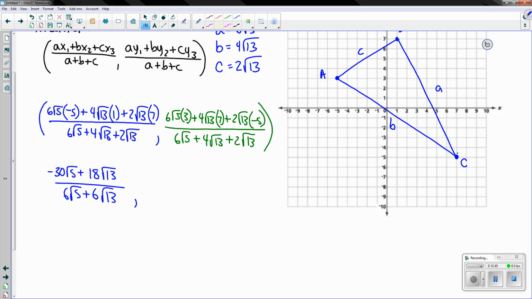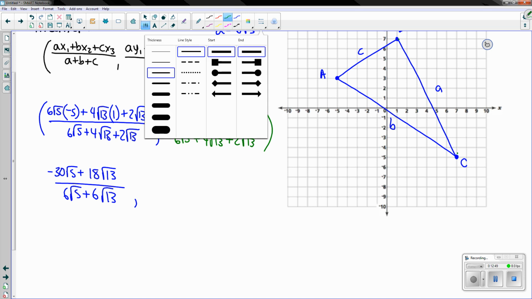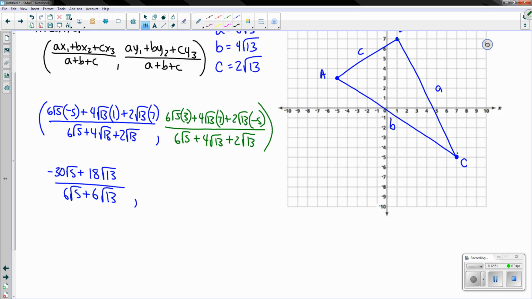Then, over to the side, for our y, we're going to have 18 root 5, and then we're going to get 28 root 13 and then minus 10. So 28 minus 10 is going to be 18 root 13. Over, and we know what the bottom is going to be because it's the same: 6 root 5 plus 6 root 13. Okay, so this is where our incenter is located.